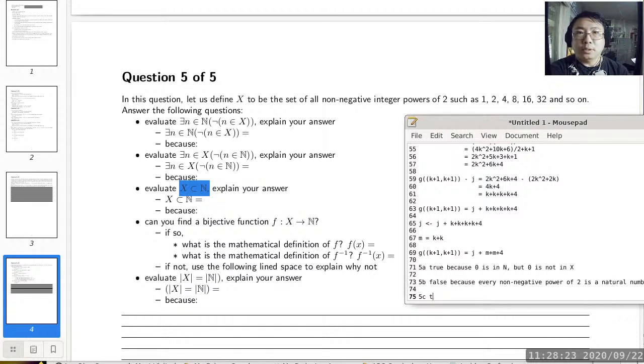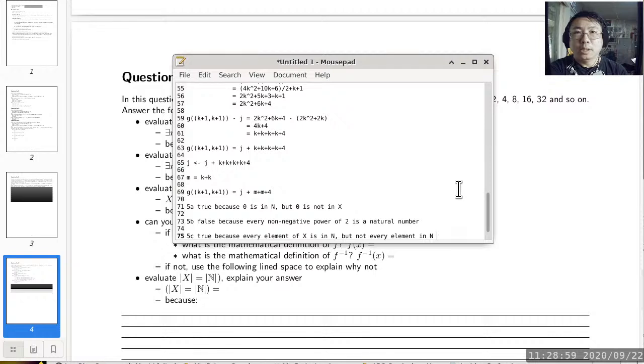So the answer is, it is true. Okay, and it's mostly because of the previous two questions. Okay, because the previous two questions really are trying to help you understand why the answer of the third one is true. Okay, so it is true because every element of x is in n, but not every element in n, oops, you cannot see that portion. Let me put it over here, is in X.